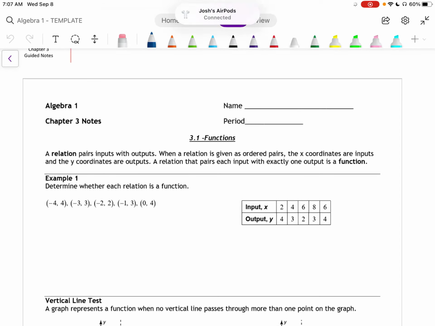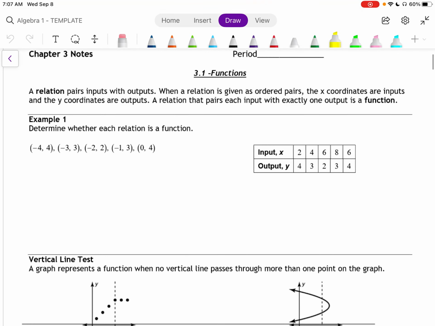All right, Algebra 1, Chapter 3, Section 1. We're talking about functions. Starting off with the definition, we have a relation. A relation pairs inputs with outputs. That's all it does. That's a relation. A relation is a very bland term. It pairs inputs with outputs.